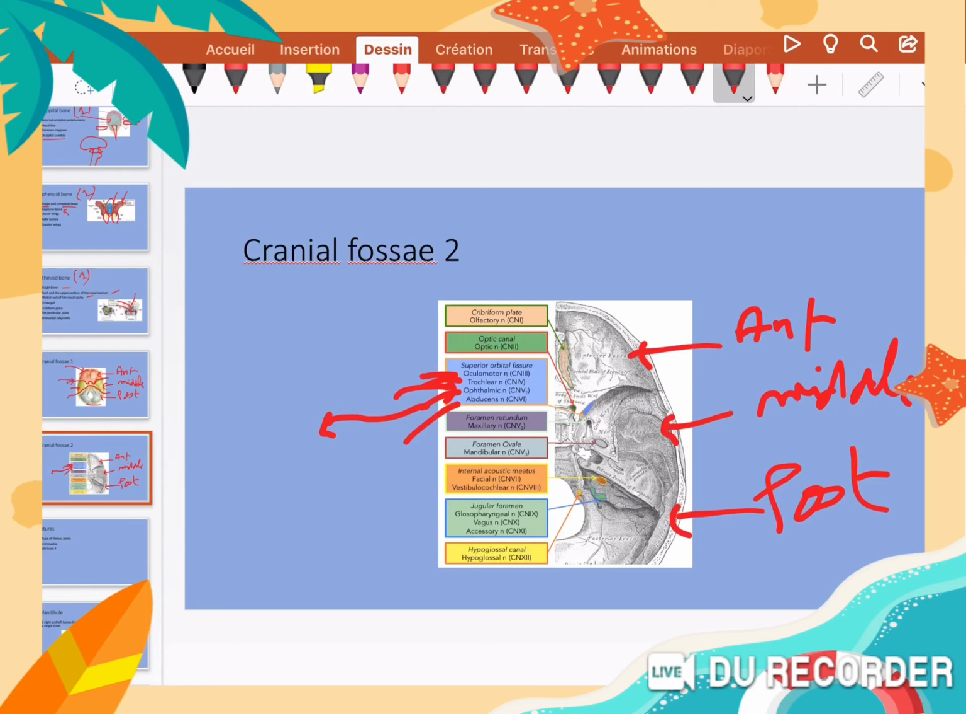Now, also what we have? We have the jugular foramen. The jugular foramen is the most important in this cranium. It is where the glossopharyngeal or the ninth nerve passes through, the vagus nerve passes through, and the accessory nerve passes through. Also, the venous drainage of the cranium collects in the internal jugular vein, and this internal jugular vein passes through this jugular foramen. And lastly we have the hypoglossal canal where the 12th nerve passes through.